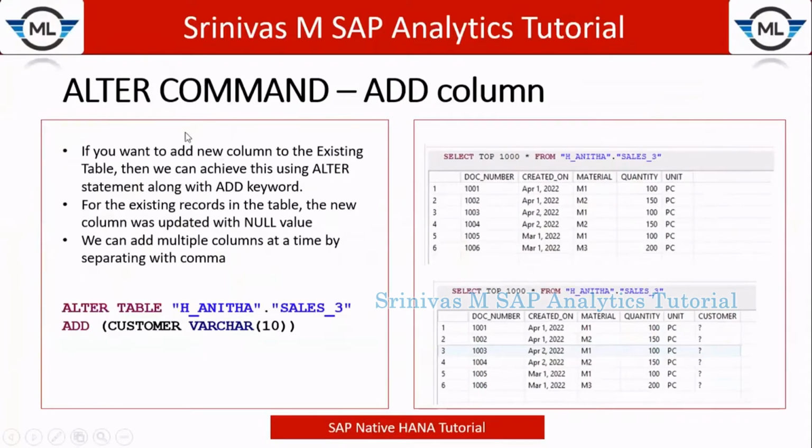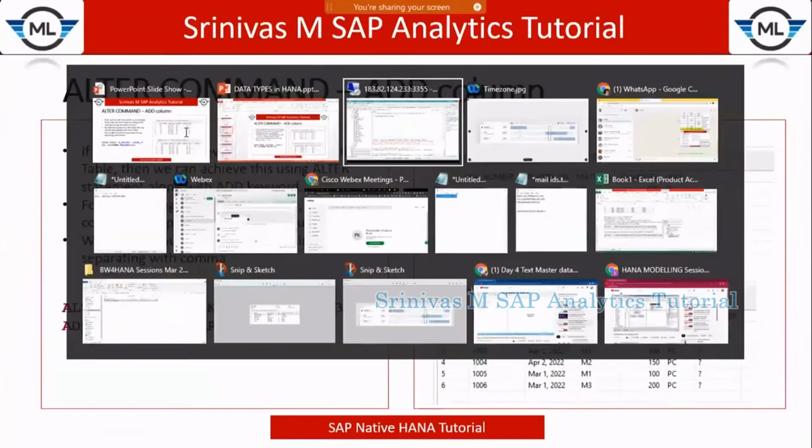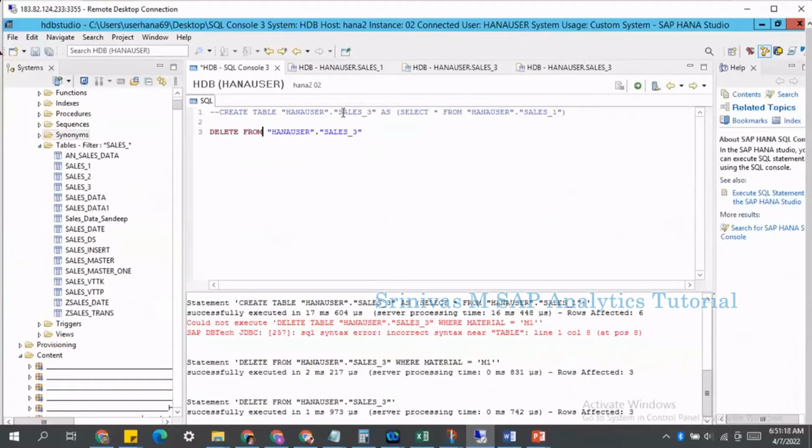In our previous session we learned about the copy table statement. If you want to create a new table from an existing table, simply write the create table statement from select, and you can easily create a new table, correct? But in your new table you may have a requirement to add a few more columns. Then we use this alter command.